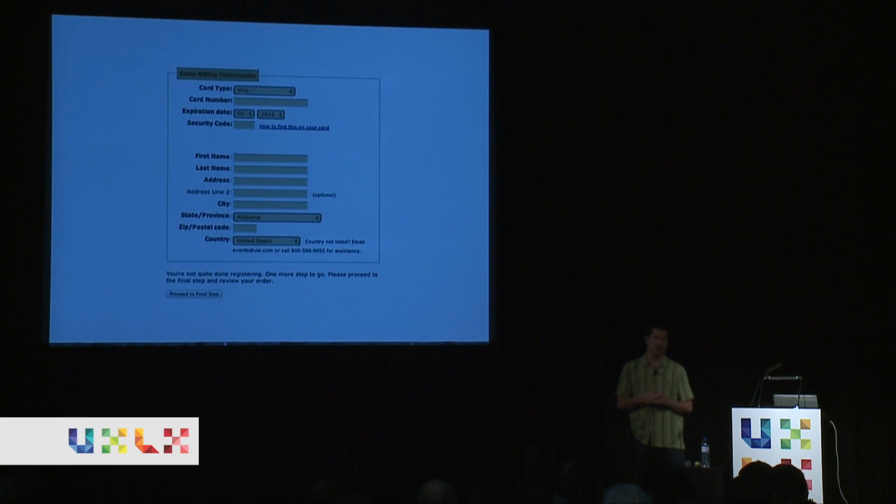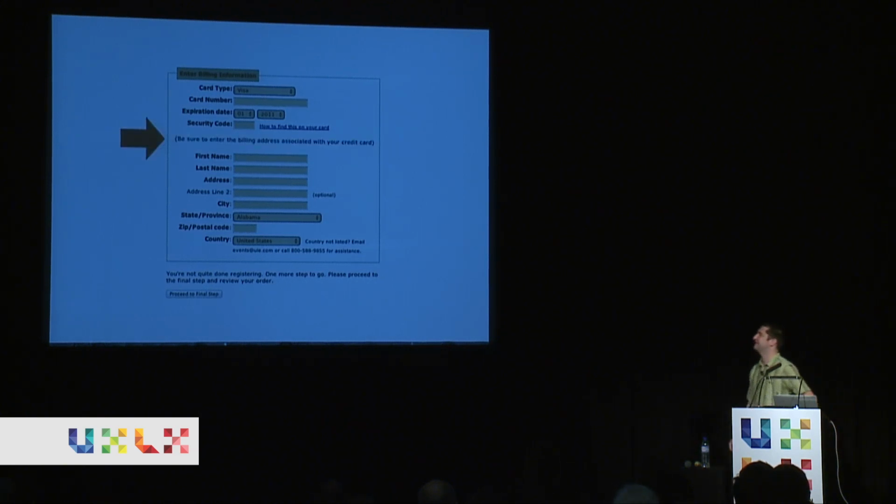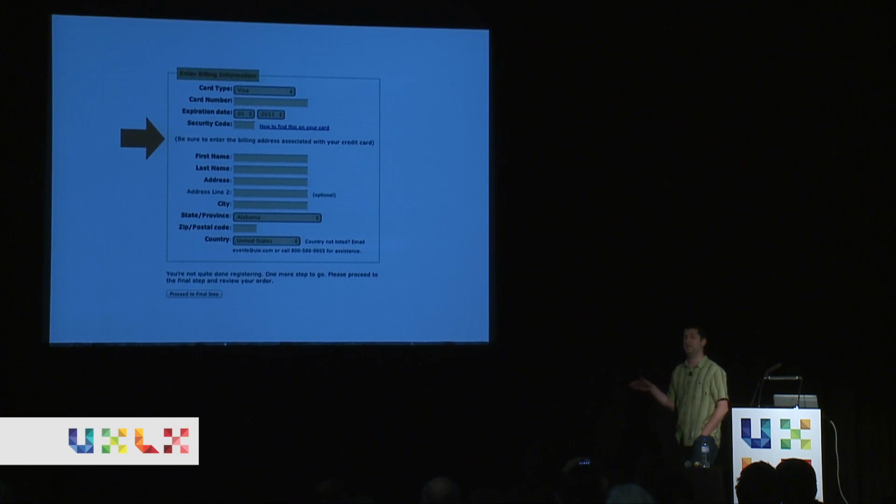And so we were tracking it over time. And then we thought, okay, why don't we try to put in some copy to see if we can fix that problem. So we just added this copy right here: Be sure to enter the billing address associated with your credit card. And overnight, we started making more money. The problem went away completely. Never got emailed about it again. And that was it, right?